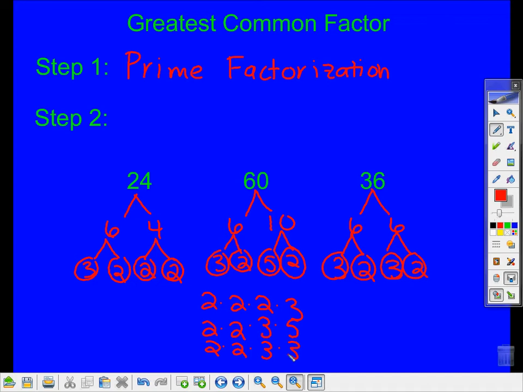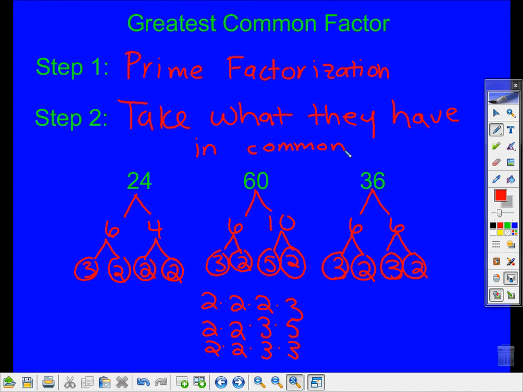Step 2 is how you find your greatest common factor. Step 2 is you take what they have in common. Well, what do I mean by that? I literally mean take what they have in common. So what do these have in common? They have a 2 in common, all of them. They have another 2 in common, all of them. And they all have a 3 in common. These others, this 2, the 5, and the 3, are not in common, so we don't count those. So what are we left with? We're left with a 2 in common, another 2 in common, and a 3 in common.